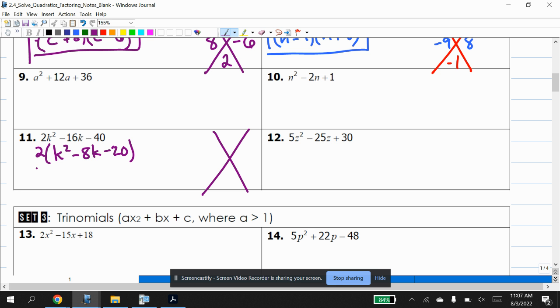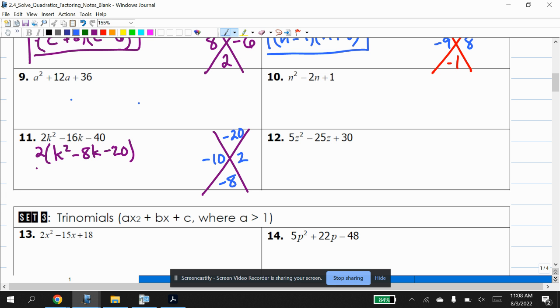Then I'm going to do the x on the part in parentheses. So that's going to be negative 20 up top, negative 8 on the bottom. So what multiplies to be negative 20 and adds to be negative 8? Negative 10 and 2. What was the other one? Somebody said? Say the same thing. Negative 10 and 2 is the correct set.